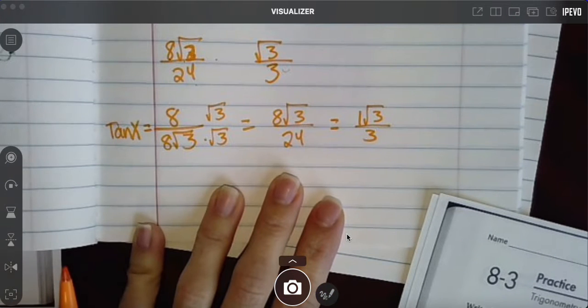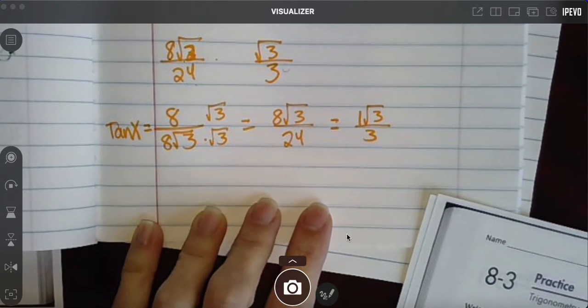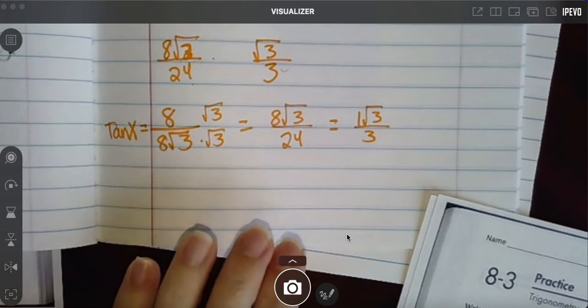Wait, can you do the cosine? Yeah, I'll do the cosine. This one, number 2. That's for number 2, the tangent.